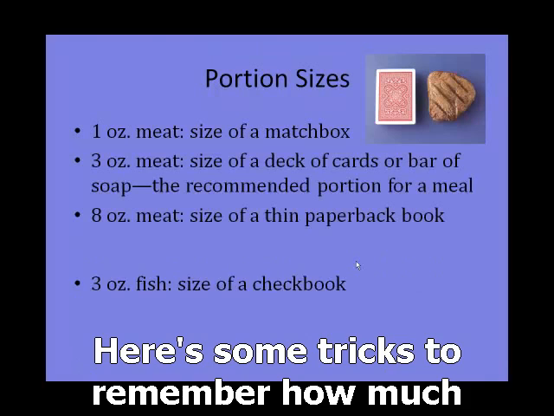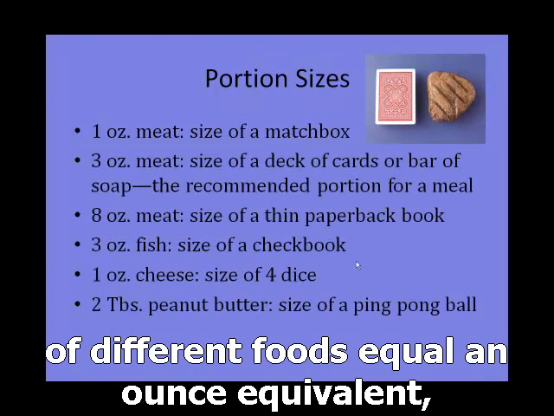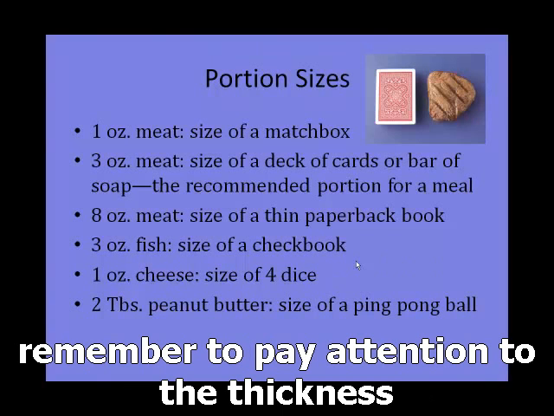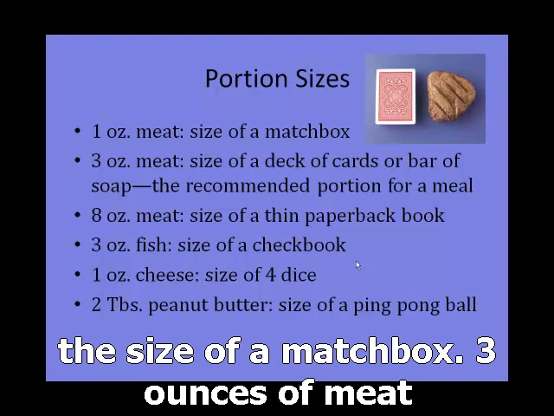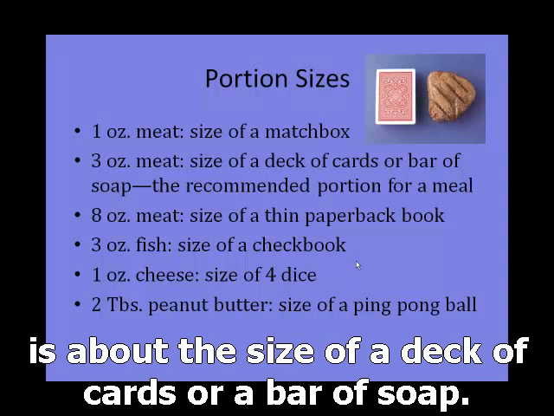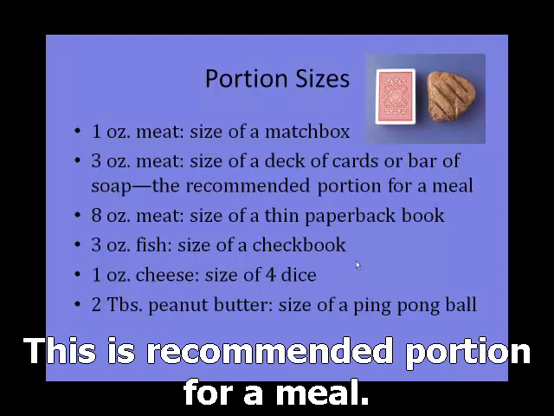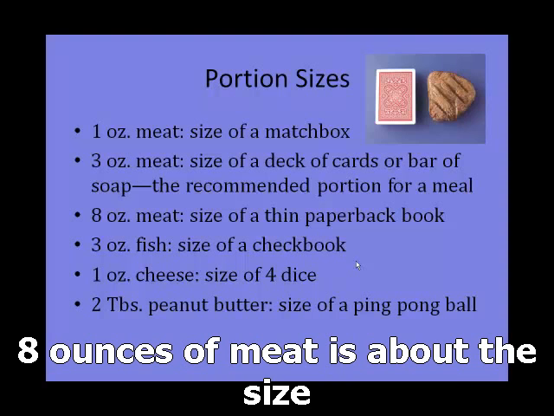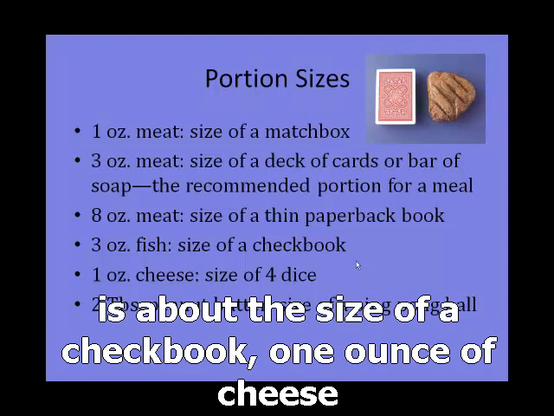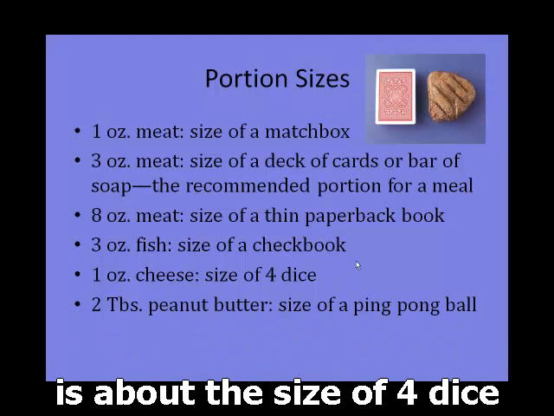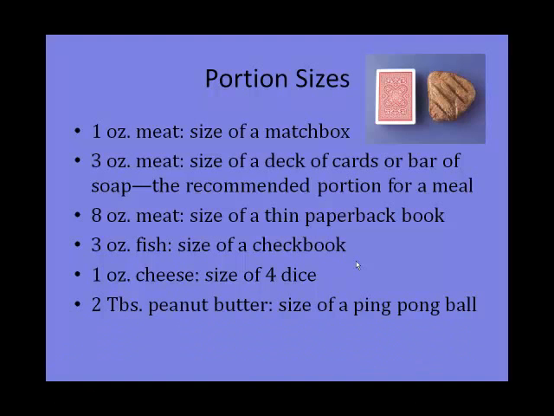Here are some tricks to remember how much of different foods equal an ounce equivalent. Remember to pay attention to the thickness of the example as well as the size. 1 ounce of meat is approximately the size of a matchbox. 3 ounces of meat is about the size of a deck of cards or a bar of soap. This is the recommended portion for a meal. 8 ounces of meat is about the size of a thin paperback book. 3 ounces of fish is about the size of a checkbook. 1 ounce of cheese is about the size of 4 dice. And 2 tablespoons of peanut butter is about the size of a ping pong ball.